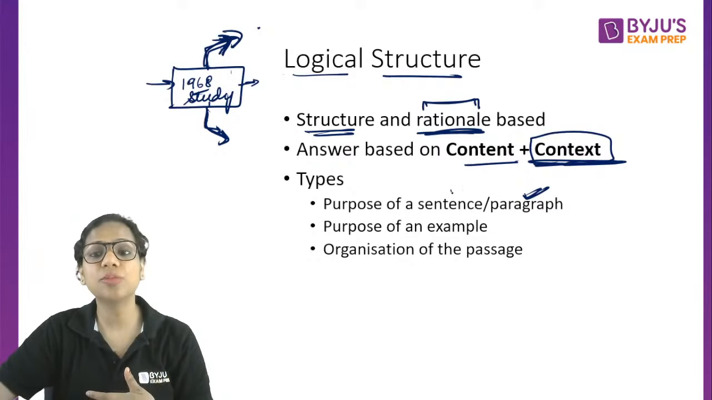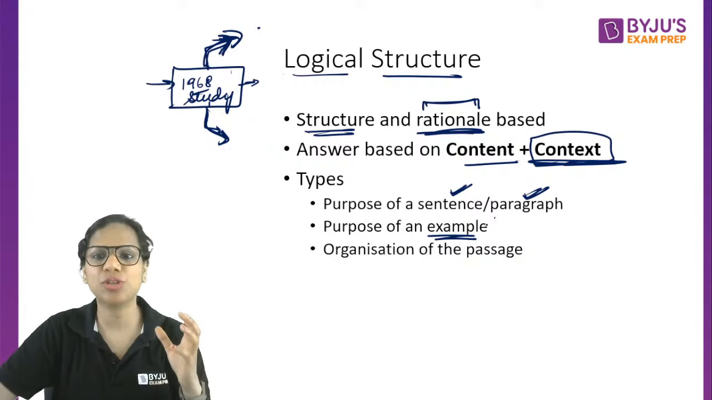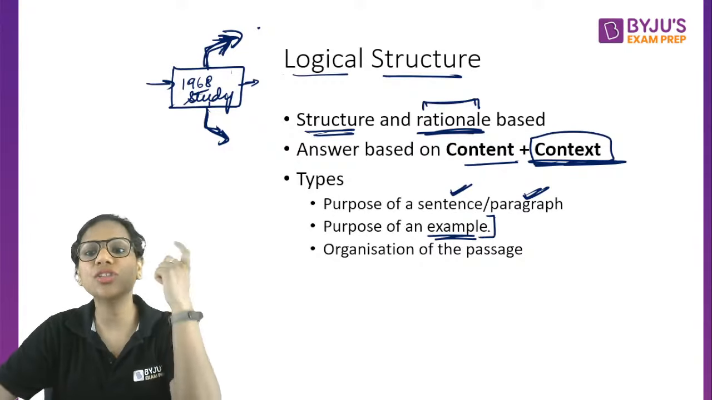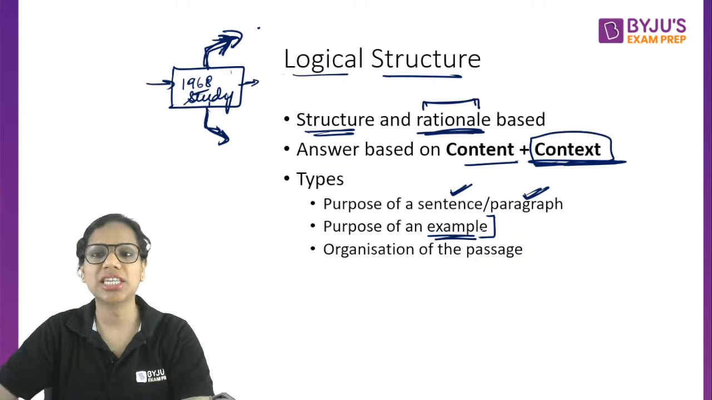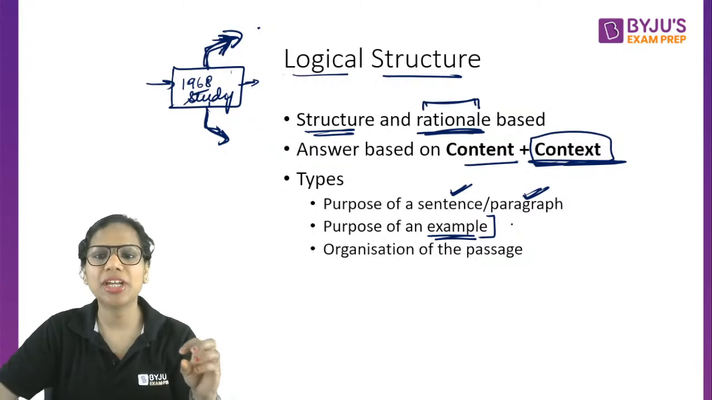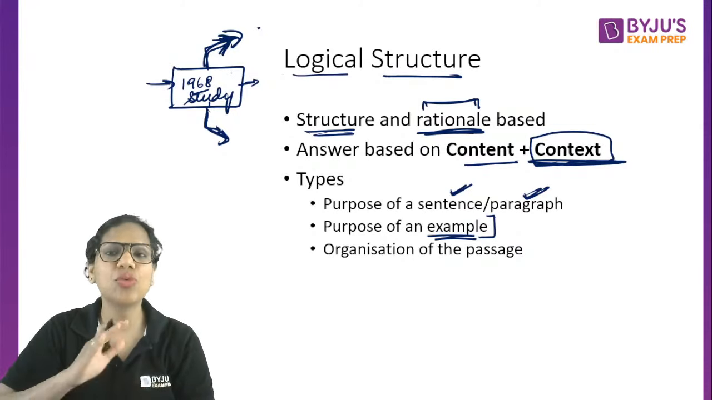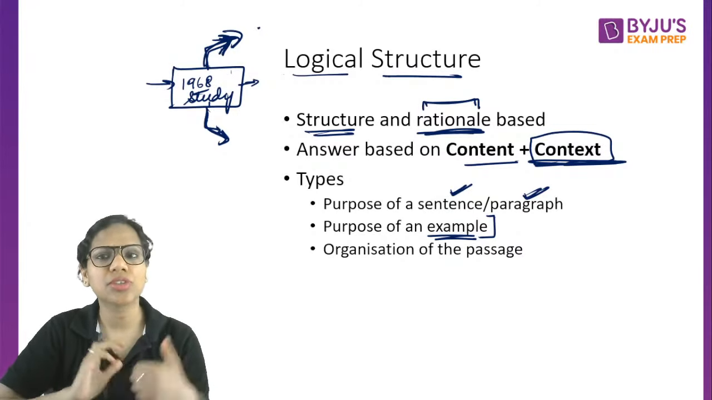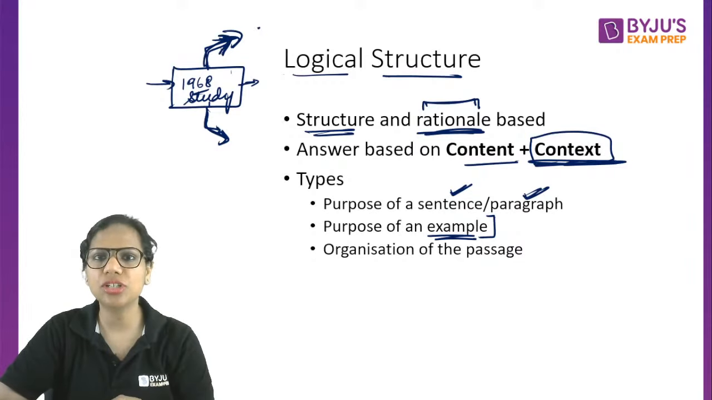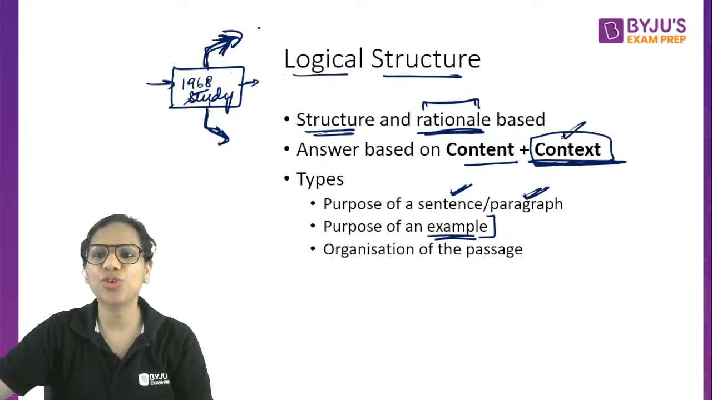I could also ask you the purpose of a sentence, just one sentence. The purpose of an example. Let's say some example has been mentioned. I can say, why has the author given the example of, let's say, an MI10 phone in that paragraph? The author must be talking about some features of that MI10 phone. So why is the author talking about its features? Was something related to features mentioned earlier? What is the point that the author is trying to prove or make?